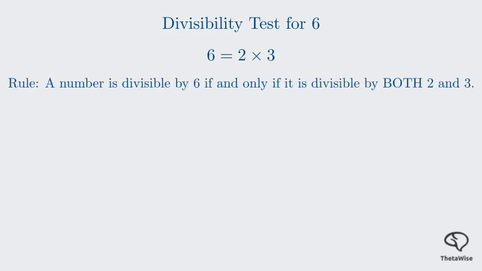So the rule is, a number is divisible by 6 if and only if it is divisible by both 2 and 3. Let's quickly recap the tests for 2 and 3. A number is divisible by 2 if its last digit is an even number, 0, 2, 4, 6, or 8. A number is divisible by 3 if the sum of its digits is divisible by 3. Now let's put this into practice with an example.